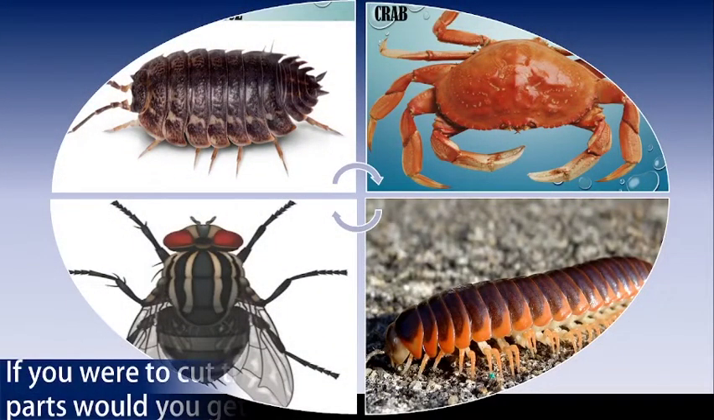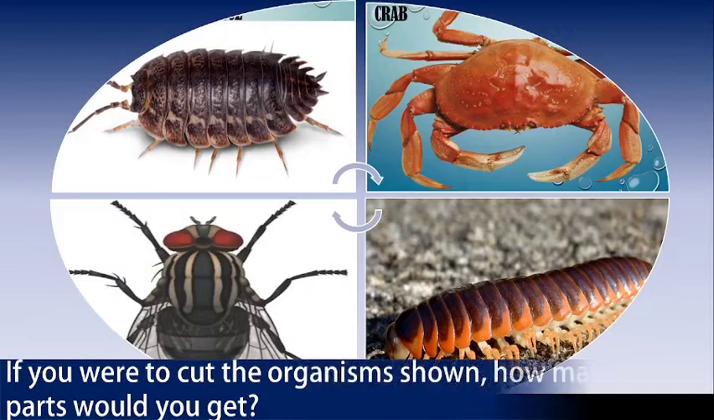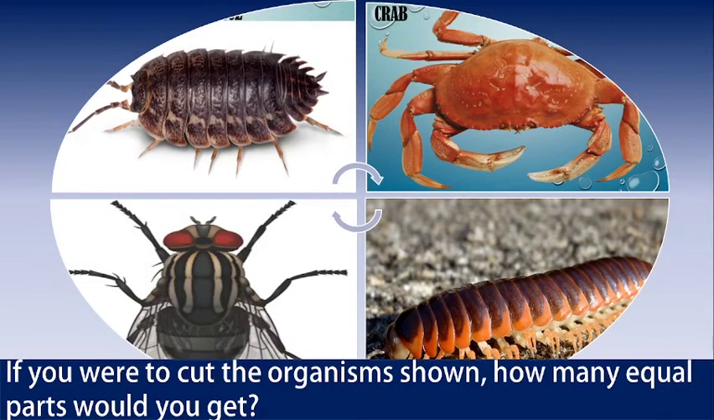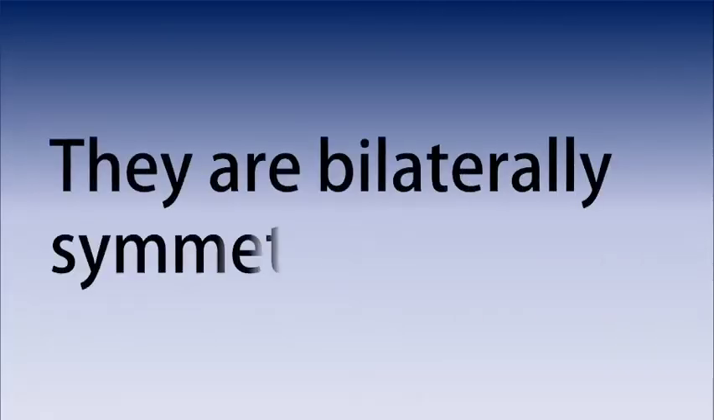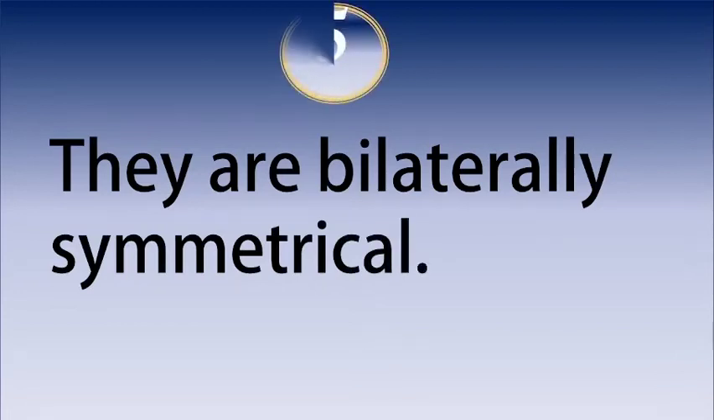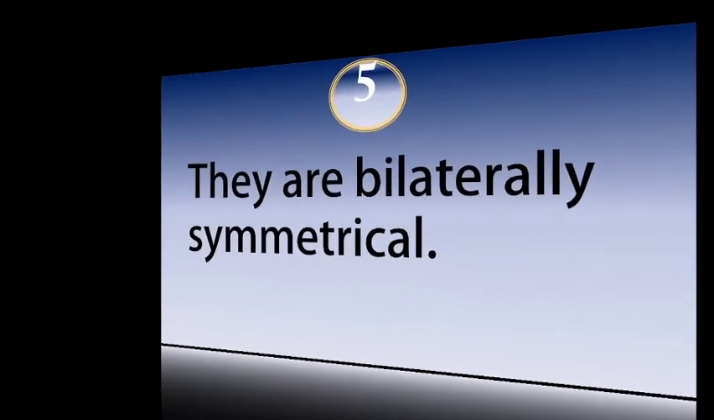Then we look at the organisms here. If you were to cut the organisms along their length, how many equal parts would you get? The answer is 2, which brings us to the fifth characteristic of arthropods, that they are bilaterally symmetrical. Let's summarize what we have learned in this video.